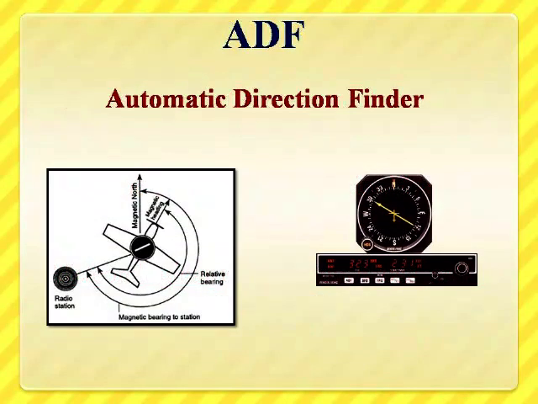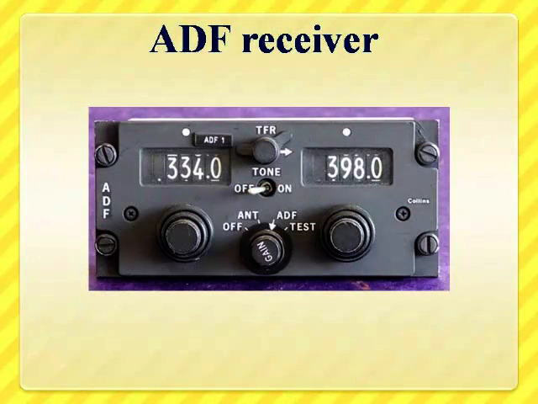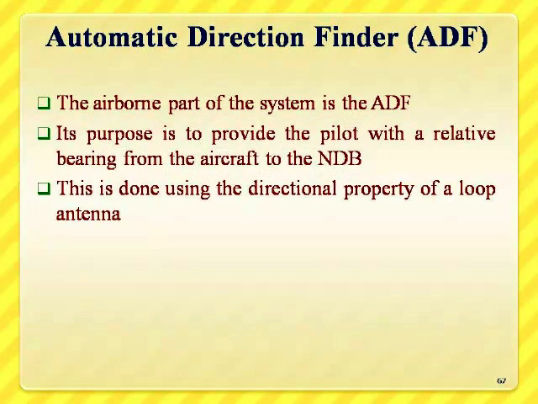The next one we are going to see is the automatic direction finder. The purpose is to indicate in which direction you have to travel or in which direction the airport is, and the indicator in the cockpit for the pilot is as shown on the right side. More closely you can have a look like this, the ADF receiver for the pilot. The automatic direction finder provides the pilot with a relative bearing from the aircraft to the NDB or to the airport. This is done using the directional property of a loop antenna.